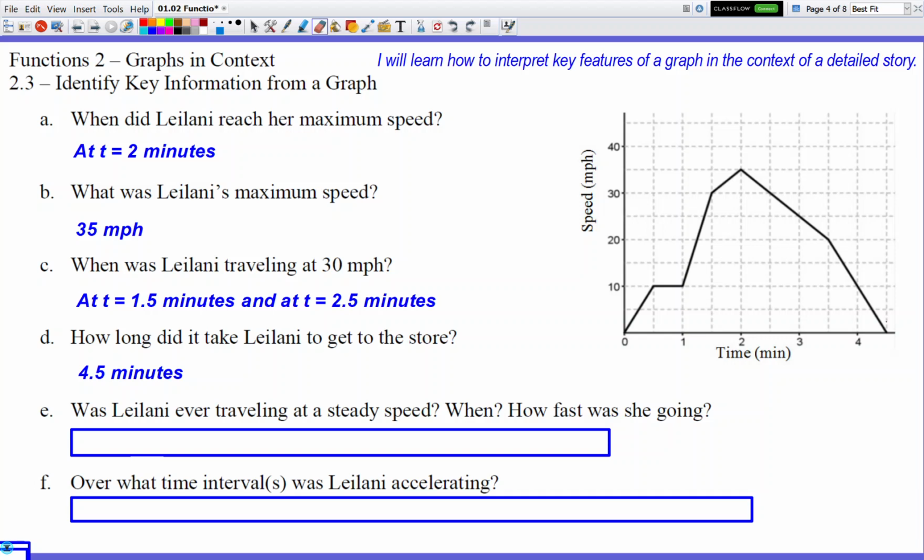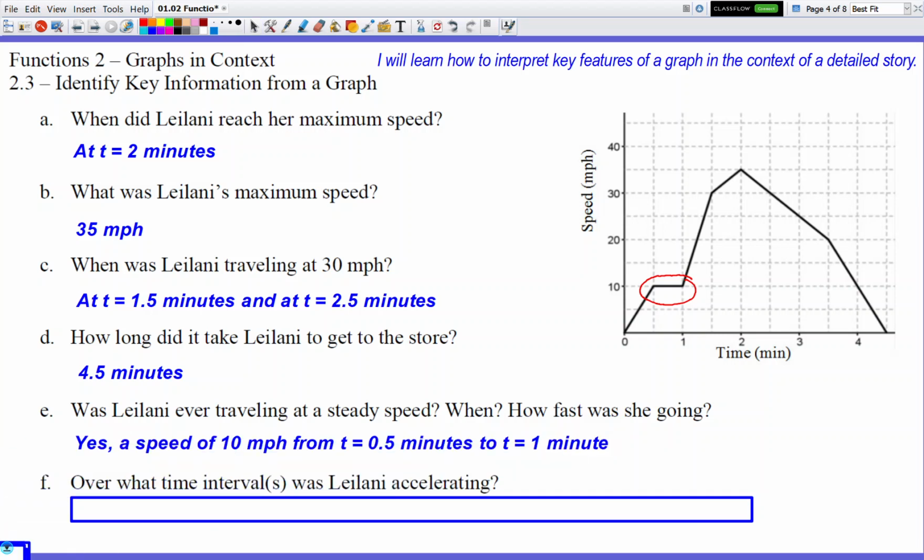All right, let's look at letter E. Was Leilani ever traveling at a steady speed? And if she was, when did it happen and how fast was she going? Okay, so I think the steady speed they're referring to is right there. That's your steady speed. So we can answer yes, she was doing a steady speed at one point during her journey. And when did it happen? It looks like between the half-minute mark and the 1-minute mark. And how fast was she going? It looks like it matches up with 10 miles an hour. So that's my final answer: yes, between 30 seconds and 1 minute, and 10 miles an hour.